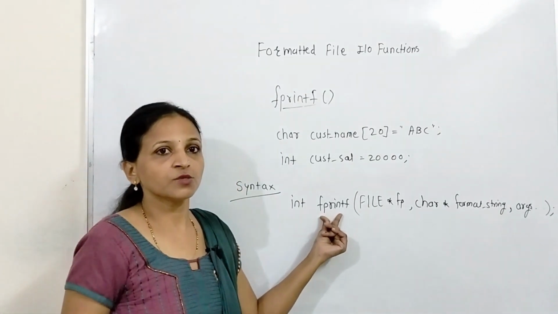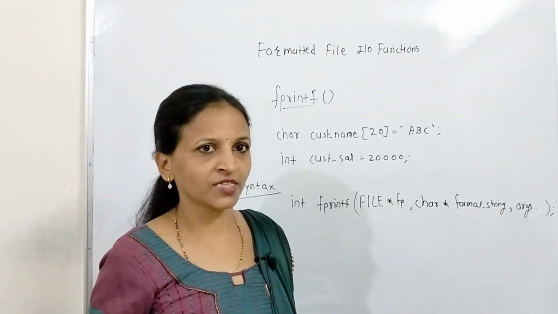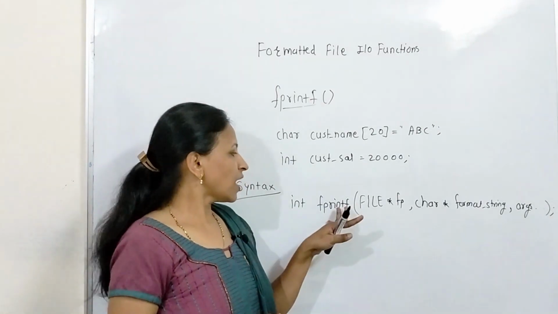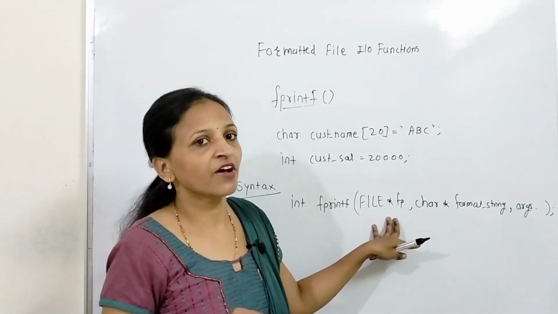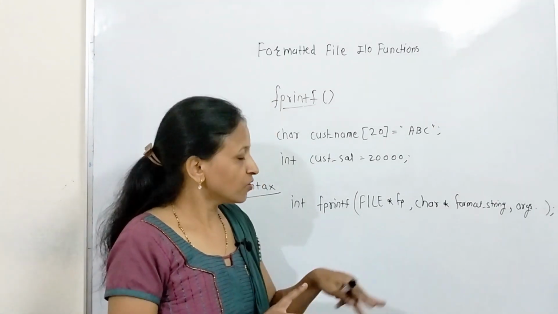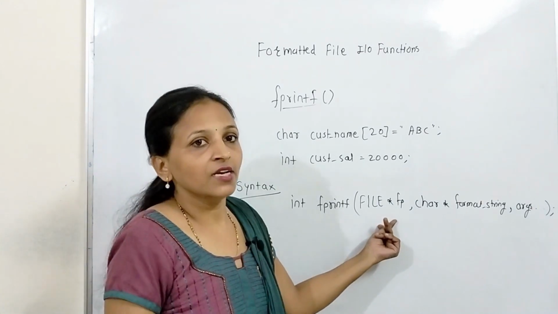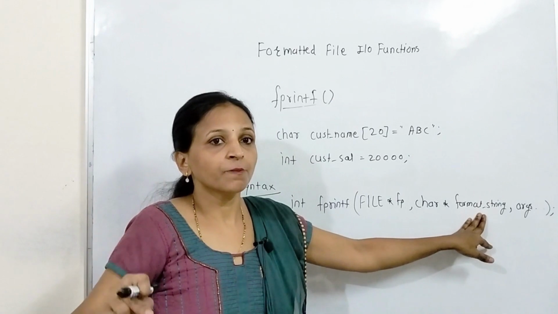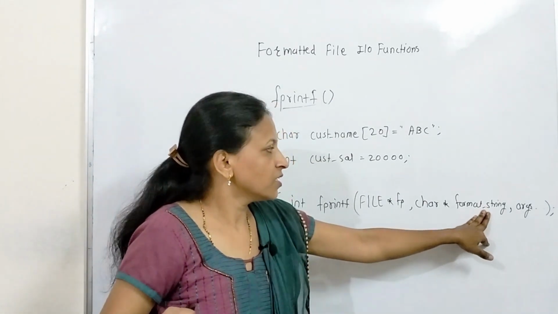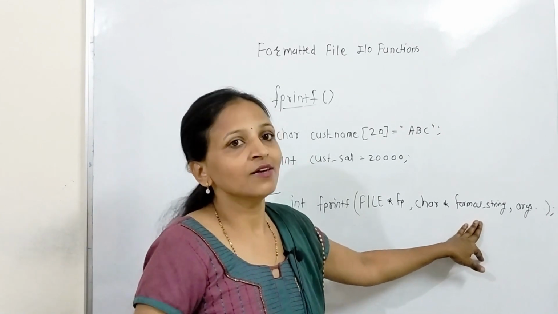This is the only difference between printf and fprintf. Using printf you can display onto the output screen, and using fprintf you can display to the file. This is nothing but a file pointer, and whatever file pointer you are passing here, inside that file the data will be written in this format, whatever is presented here in this format string. In the same way the data will be written to the file.